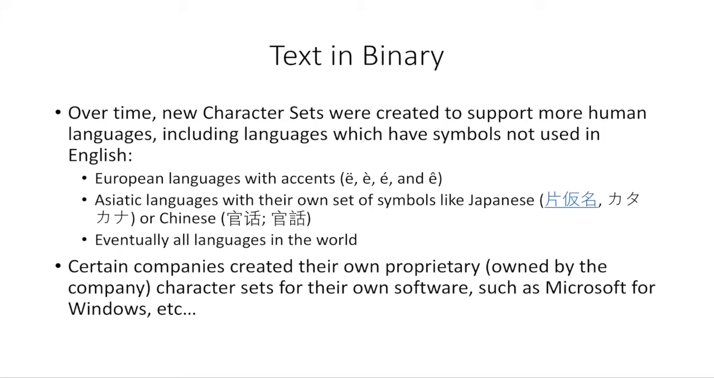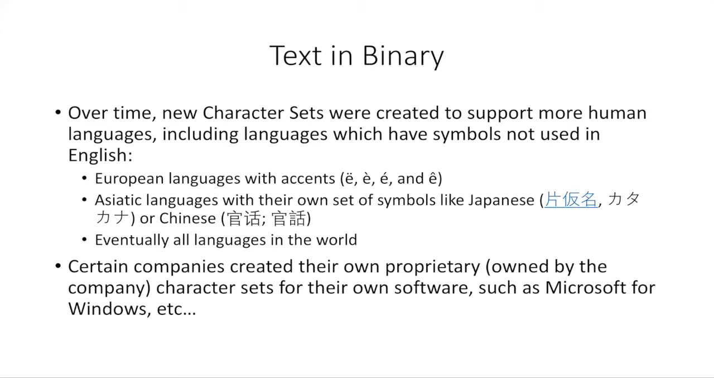So new character sets started to be introduced to be able to support languages that were not just English, like other alphabets, other symbols, like European languages that have all kinds of different accents, Asiatic languages, like languages from Asia that have their own set of symbols, like Japanese or Chinese or Korean, and eventually this expanded to include all potential languages in the world, even ones that are not very frequently spoken, but that are still spoken or written or used in certain parts of the world.